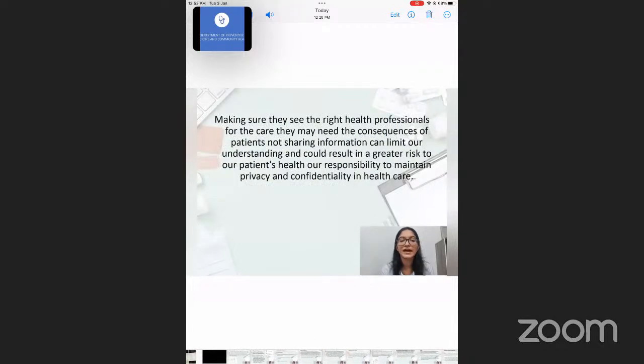Making sure they see the right health professionals for the care they may need. The consequences of patients not sharing information can limit our understanding and could result in a greater risk to our patients' health. Our responsibility to maintain privacy and confidentiality in healthcare.